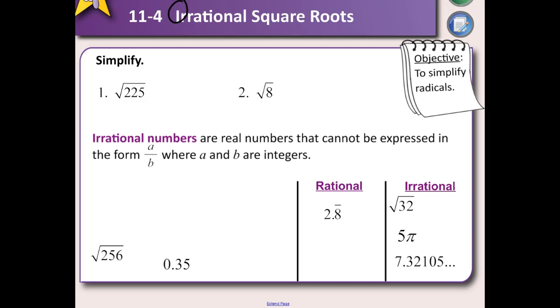Now, if we look here, 256 is actually a perfect square if you look it up in our table on page 681. And then when I get to 0.35, again, that's a decimal and it terminates, so therefore it is a rational number. With this in mind, who can raise their hand and tell me another irrational number that's in a square root? Right, the square root of 11. 11 is not a perfect square, so that is an irrational number. That's right, the square root of 7 is an irrational number because 7 is not a perfect square.